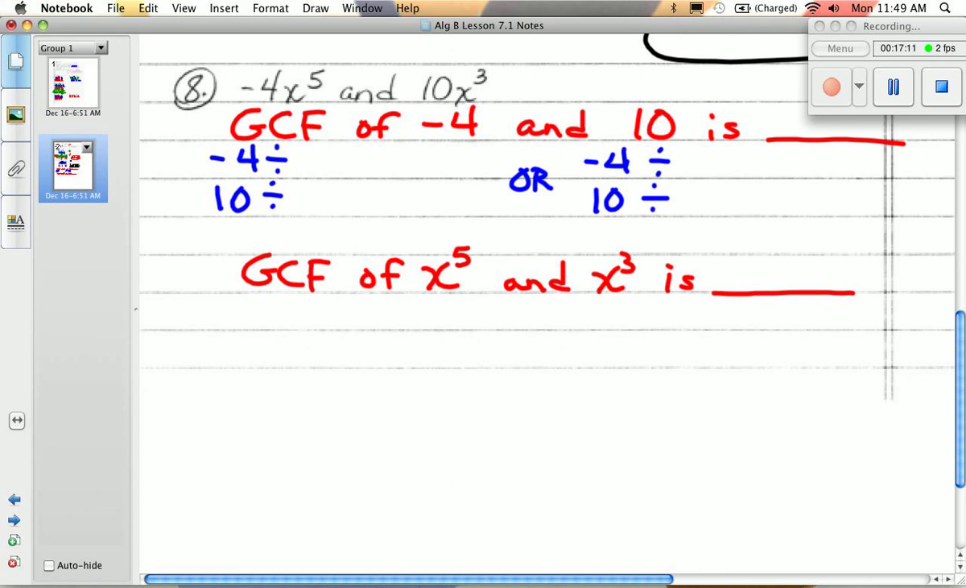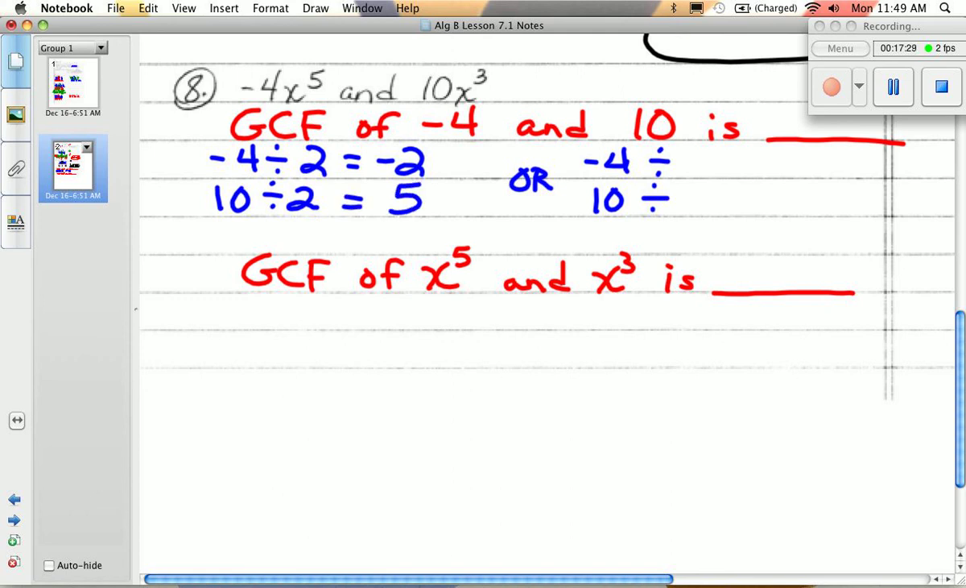What are you doing with that negative 4 and that 10? What are you dividing out? 2. Okay. So, what is negative 4 divided by 2? Negative 2. What is 10 divided by 2? 5.